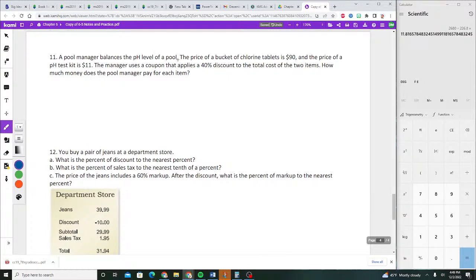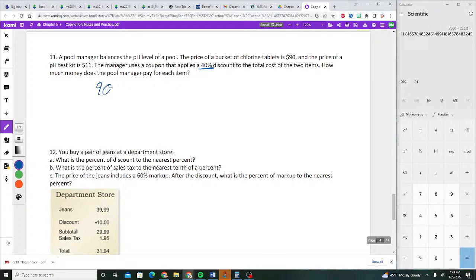A pool manager balances the pH level of a pool. The price of a bucket of chlorine is $90. The price of a pH test kit is $11. The manager uses a coupon that applies a 40% discount to the total cost of the two items. How much money does the pool manager pay for each item? So I'm going to show you what happens here.